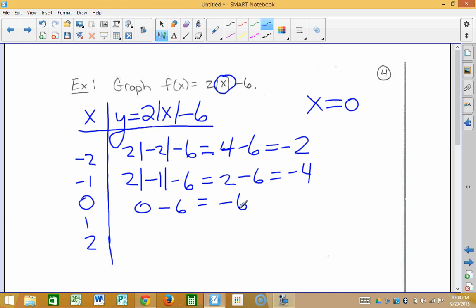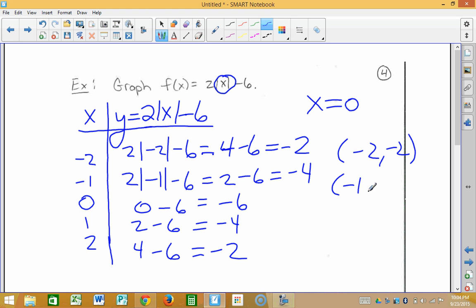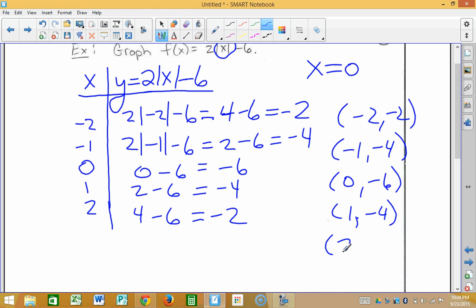Plug in 1. We get 2 times 1, or 2. 2 minus 6 is going to be negative 4. And 2: 2 times 2 is 4. So 4 minus 6, we get negative 2. So our points are negative 2, negative 2; negative 1, negative 4; 0, negative 6; and 1, negative 4. And 2, negative 2. All right, so we're just going to plot those points.